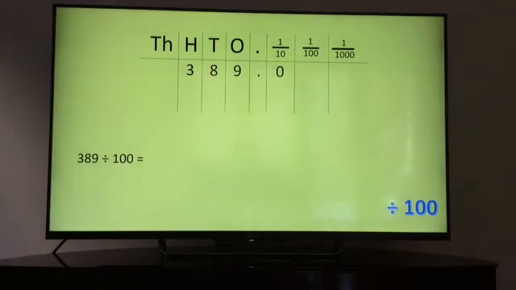An easy way of remembering this is to look at the zeros in 100. There are 2 of them. That should remind us that we are moving the numbers 2 places. The decimal point does not move.